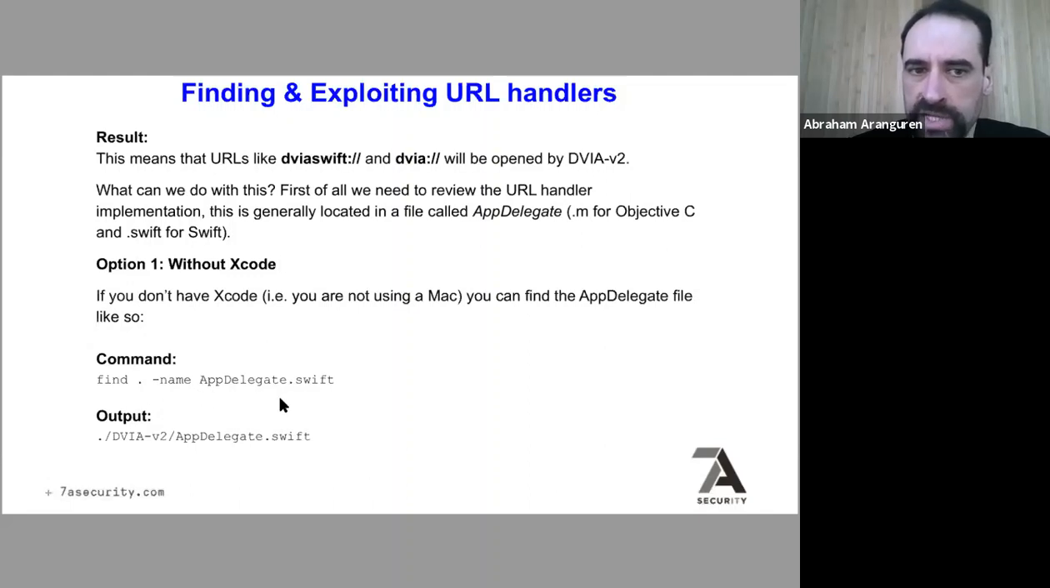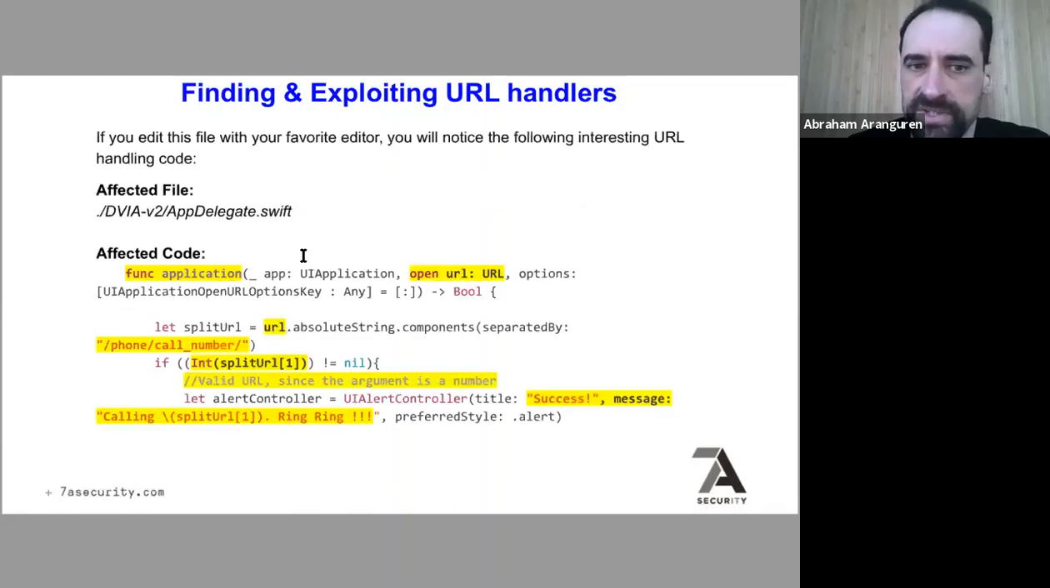If the application was written in Swift, which is kind of more common nowadays, this would be .swift. If it was written in Objective-C, this is going to be .m, right? So .m for Objective-C, .swift for Swift, and basically you do find dash name and then app delegate, or you can do app delegate dot star, and that will show you whatever it is. And then you will see the output of where the app delegate is, and you can start taking a look.